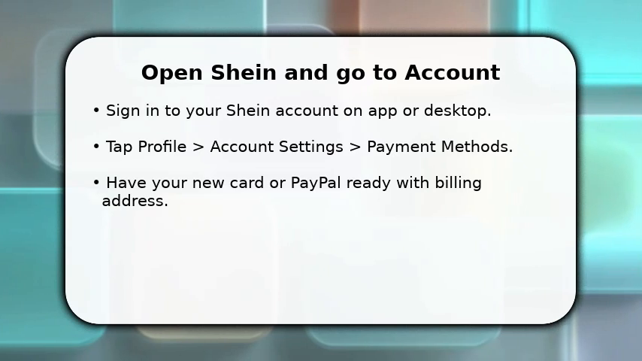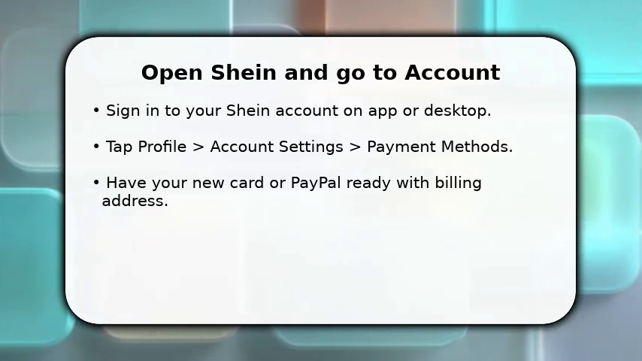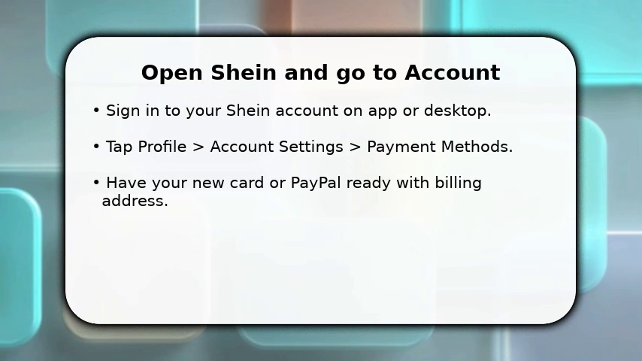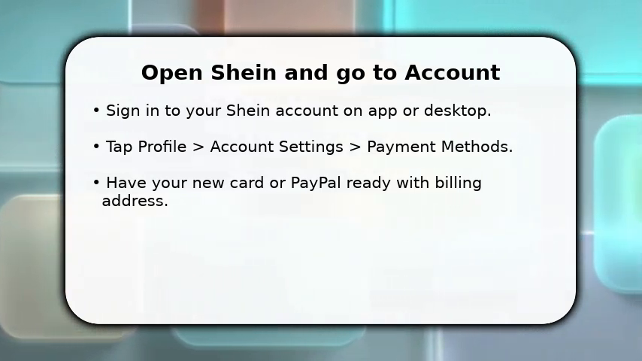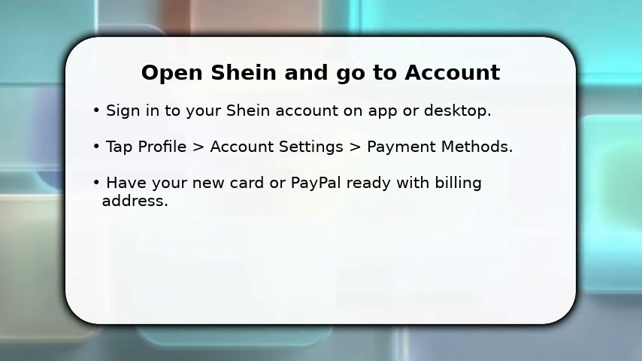You start by opening Shein and signing in. This ensures saved orders and payment history sync. Once signed in, go to Profile, then Account Settings, then Payment Methods. That path leads you directly to stored options.